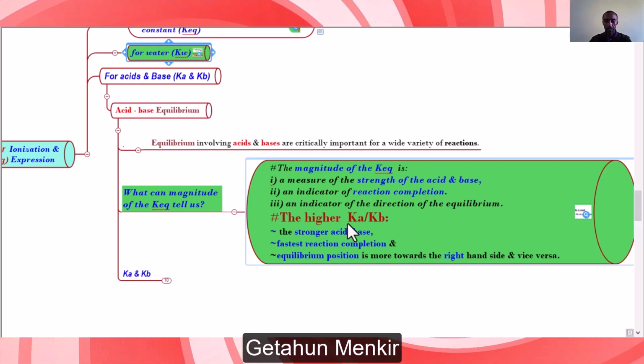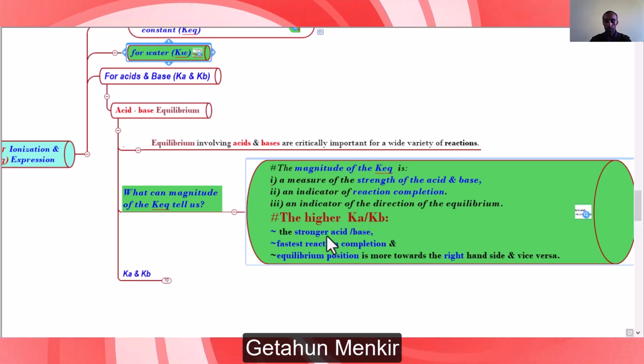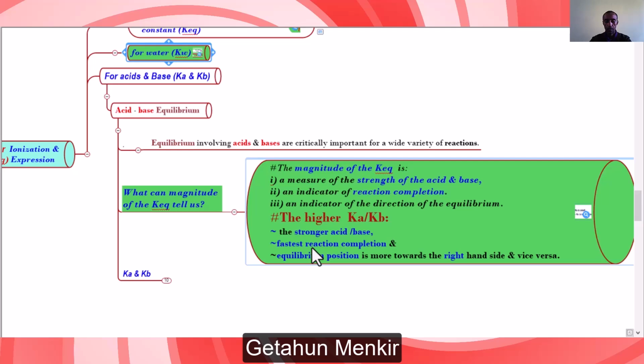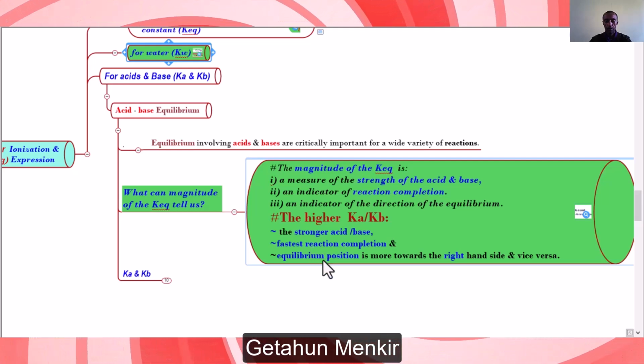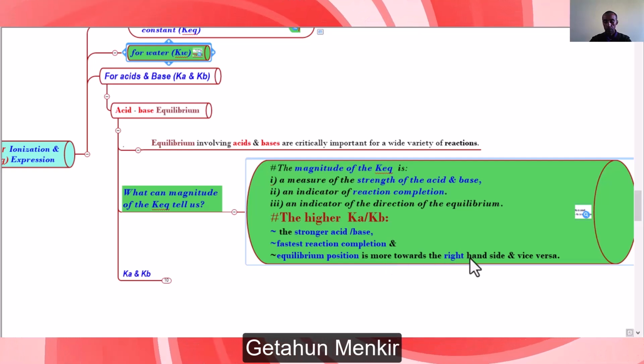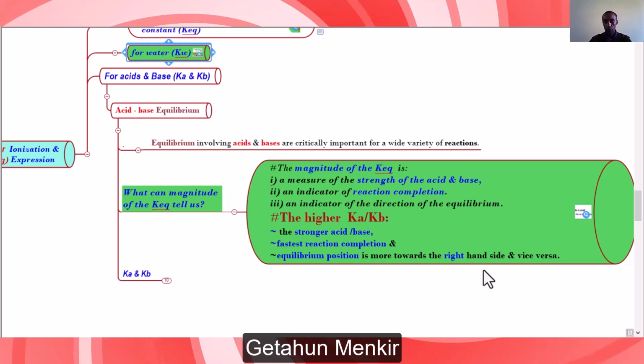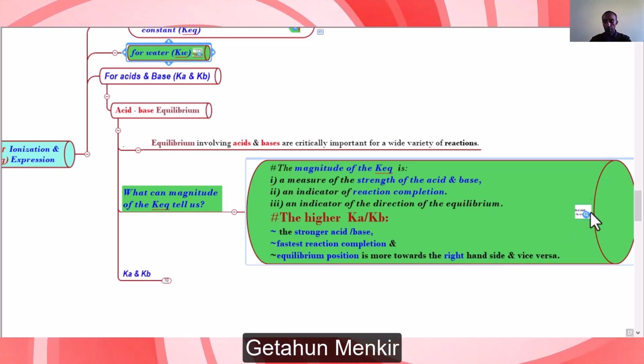Totally, the higher the equilibrium constant of an acid or base, the stronger the acid or the base is, the faster the reaction completion, and the equilibrium position is more towards the right-hand side of the reaction. You can also state this vice versa.